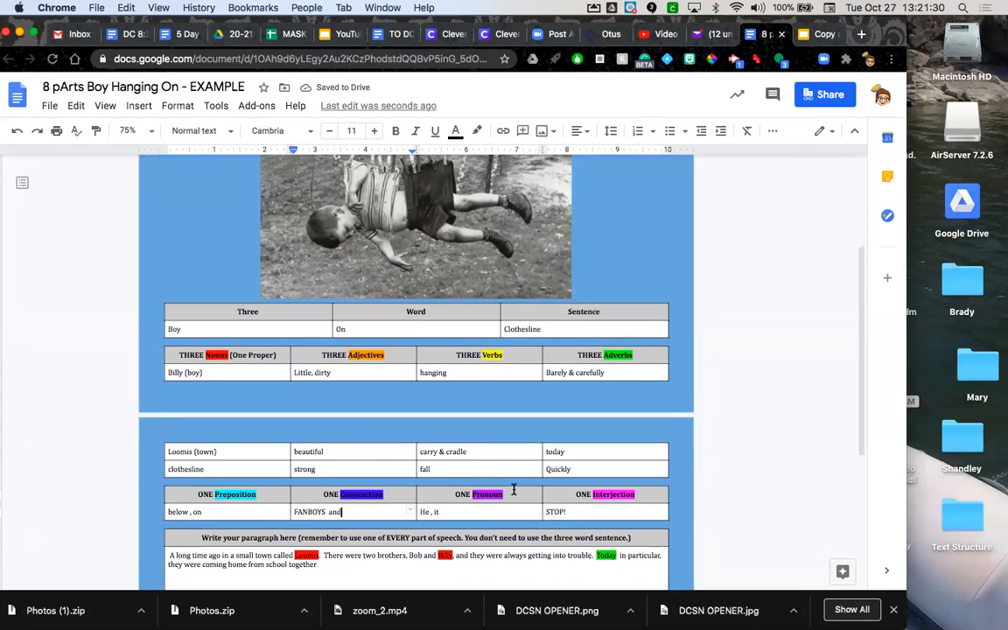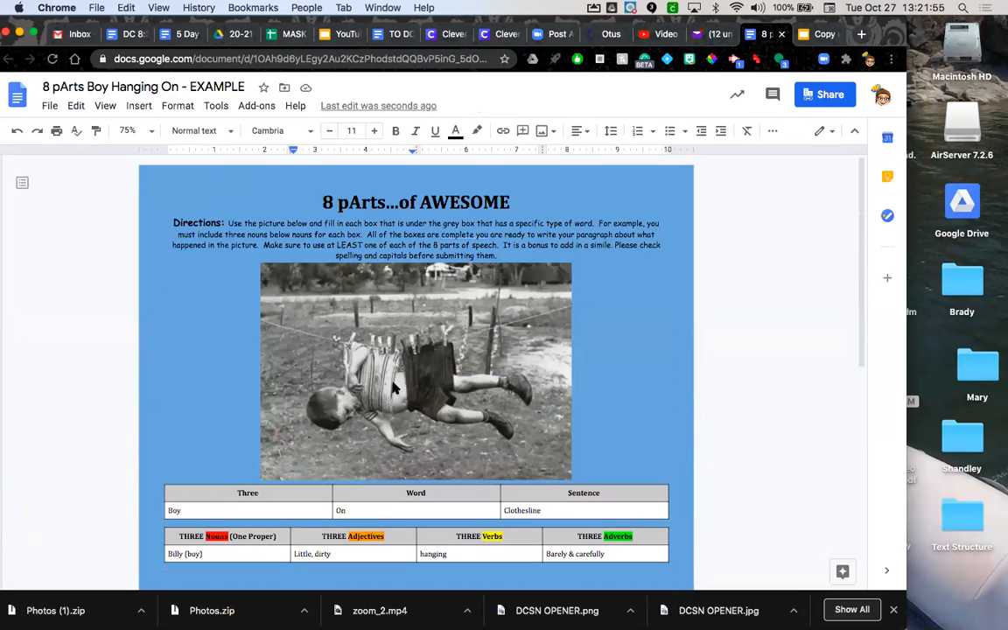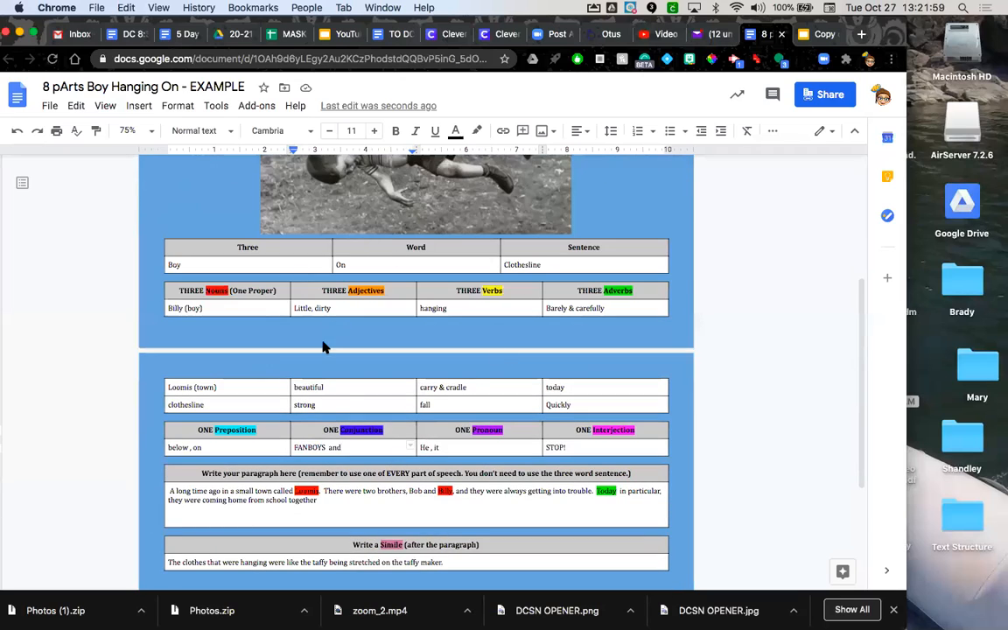Pronoun, those are those words that replace a noun: he, it, and an interjection. Those are those words that we shout. So stop is a good interjection that might go with this picture. Okay, so that's the first step that you guys will do. And I see that I have some hands up, but let me keep going, and I will get to your questions in the end. You're going to have this same picture, but all of these are going to be blank, and you're going to fill them in.